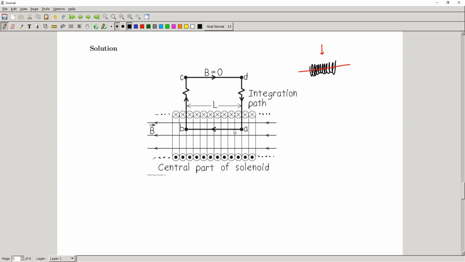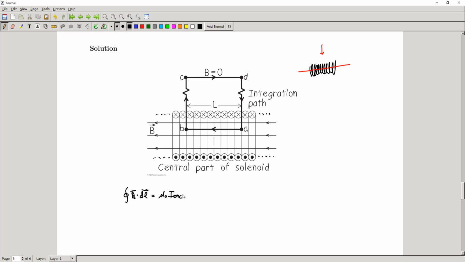Part of it's going to run inside along our magnetic field lines. Some of it's going to run perpendicular to the magnetic field lines. Some of it's running outside. Let's now talk about what's going on along each of these sections, because we need to do the integral. We basically want to do the integral over our closed loop of B dot dl, and we know this is going to be equal to mu naught I enclosed.